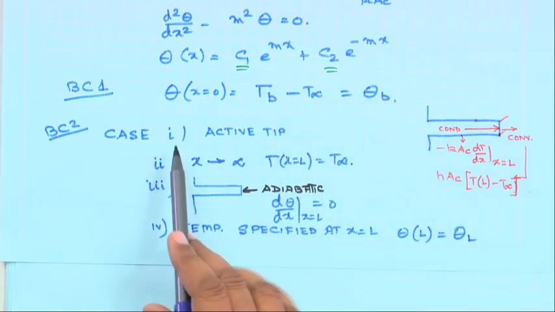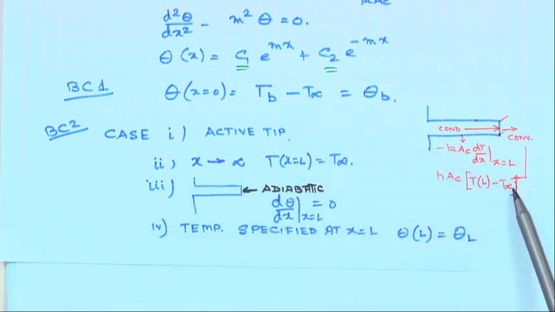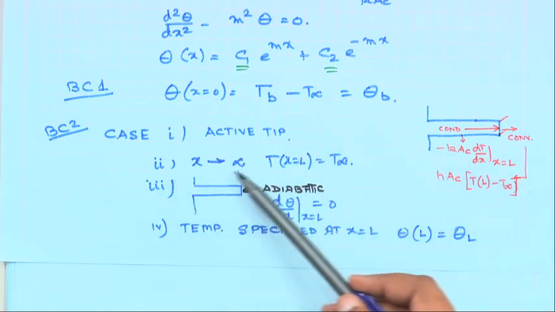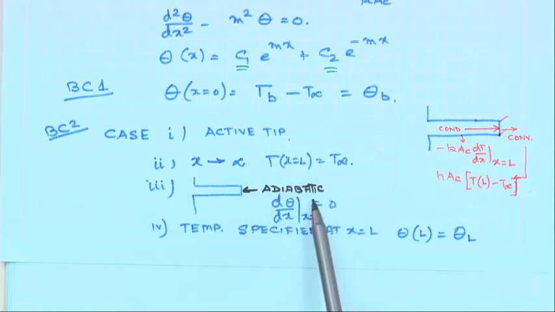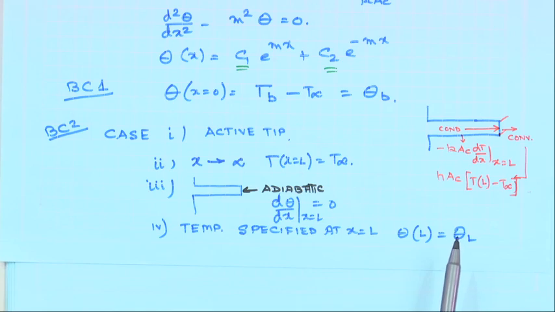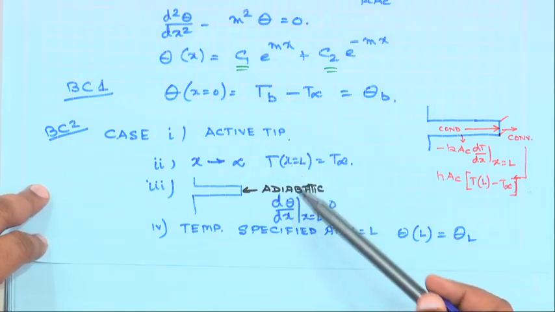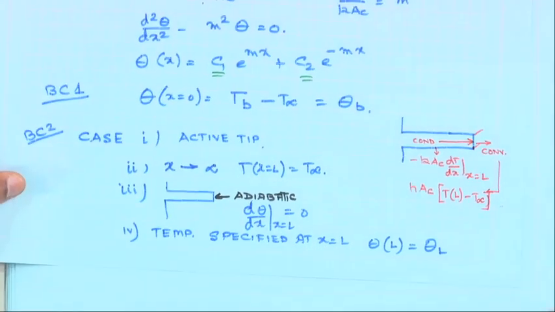So, the first boundary condition is fixed, that means the temperature at the base is known. The second boundary condition can have 4 different possibilities. One is an active tip that I have just described. The second one is for very long fins, where the temperature is going to be equal to T infinity. There could be an adiabatic tip, and the temperature specified at x equals L, which would give you theta to be equal to theta L. For all these 4 conditions, you would see in your text that the solutions are provided. So, look at the solution, and sometimes you may have to use it.